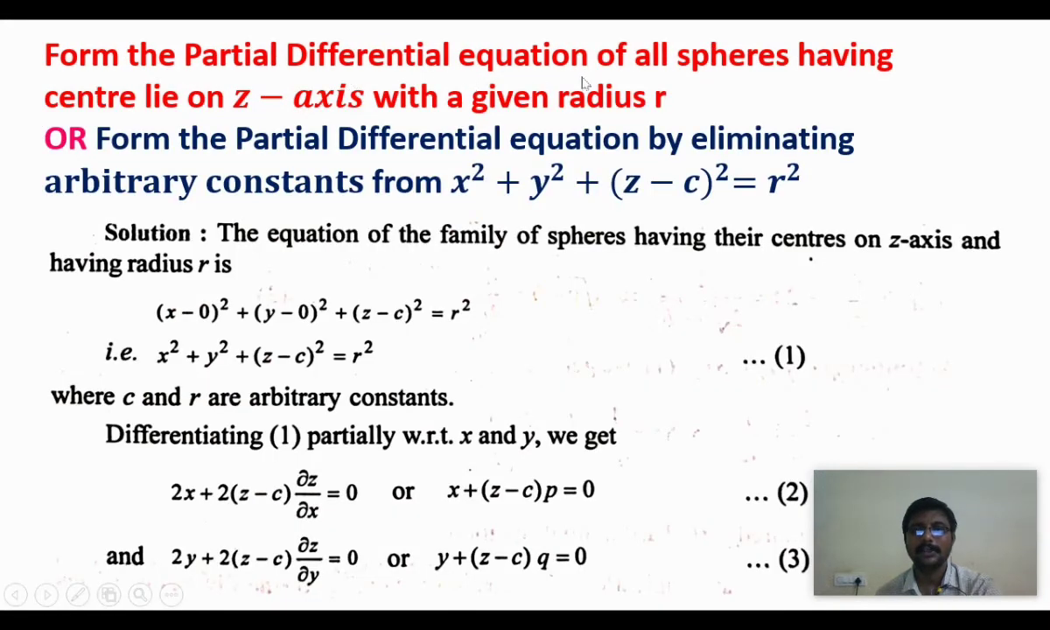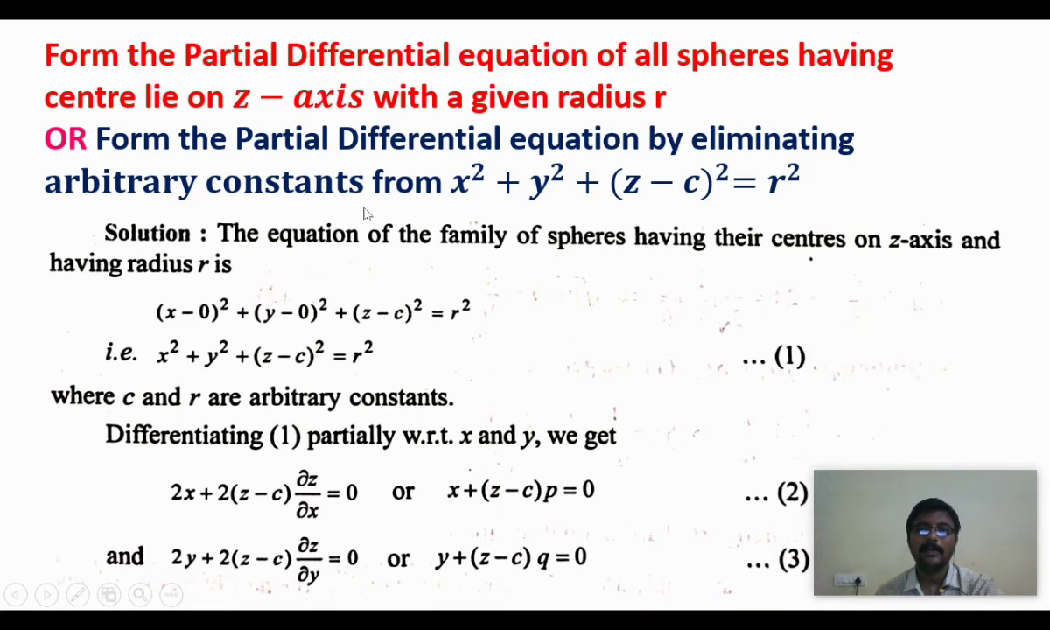Partial differential equation of all spheres having center on z axis with a given radius r units. Or the question can be given as: form the partial differential equation by eliminating the arbitrary constants from x square plus y square plus (z minus c) whole square is r square. So here we have to form the partial differential equation for spheres whose center must lie on z axis and whose radius is r.